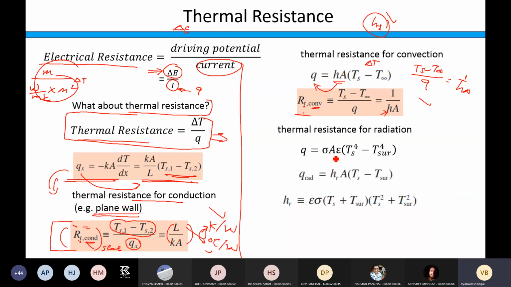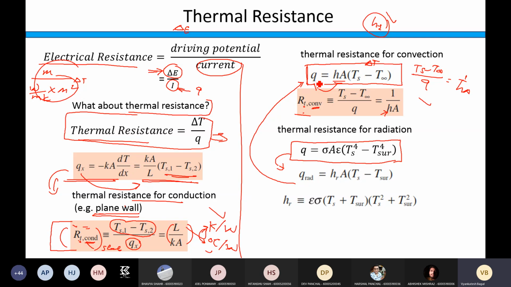So we know this equation: Q is sigma epsilon times Ts raised to 4 minus T surrounding raised to 4. This is based on the Stefan-Boltzmann law and the derivation thereafter. We know this. Now Q radiation is defined by writing the equation parallel to this. See, this is how the equation for convection is written: Q is hA delta T. So similarly, you can write Q radiation.